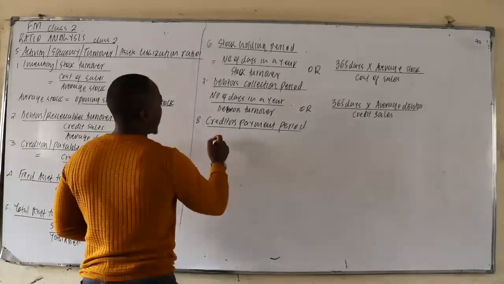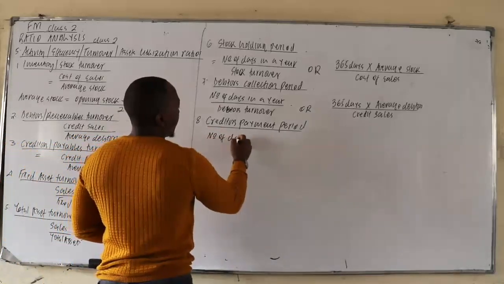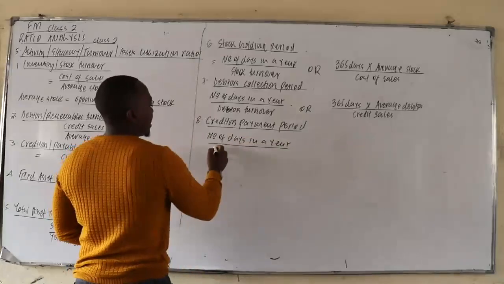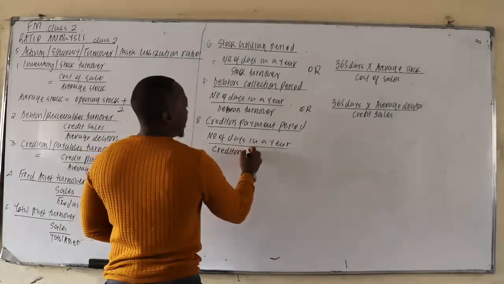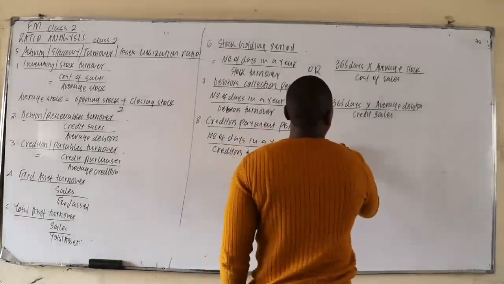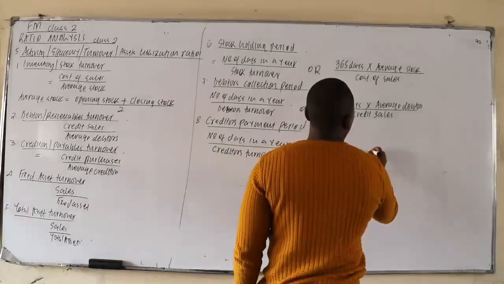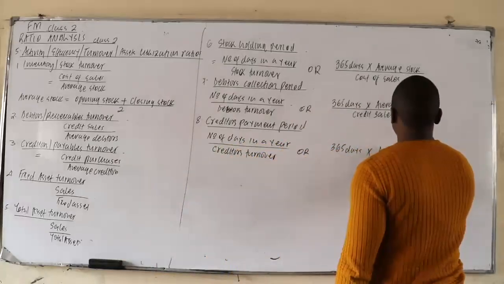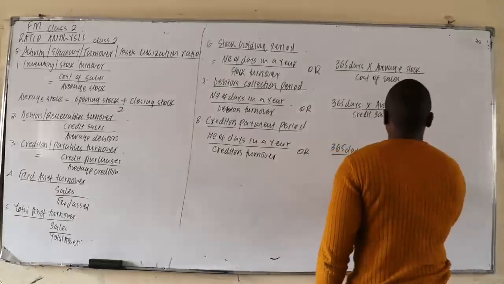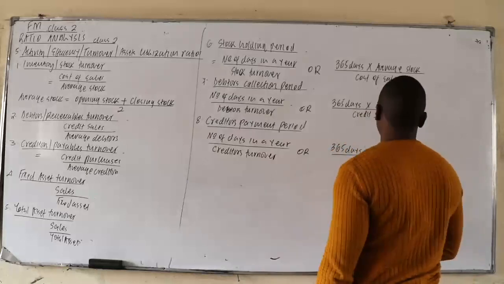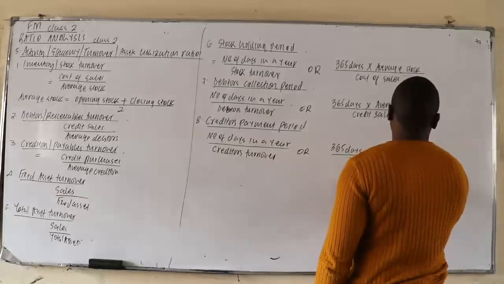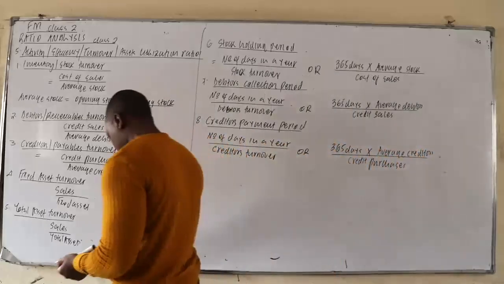It is computed as follows. You take the number of days in a year and divide it by the creditors turnover, or you take the number of days in a year, which is 365 days, multiply by the average creditors, and divide by what gives rise to creditors, the credit purchases.